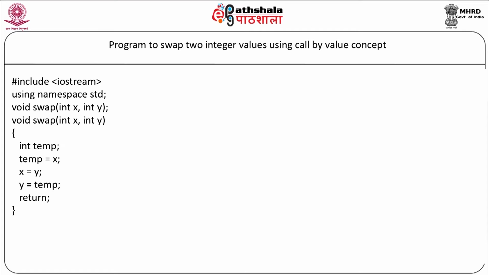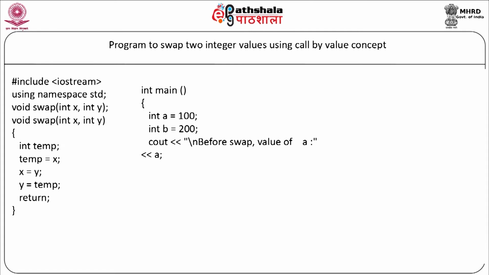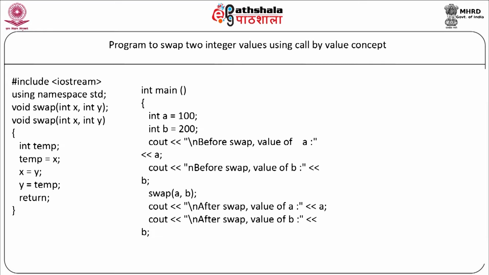Now let's start with our main program, int main. Now we will declare two variables, int a = 100, int b = 200. Now we will display the message on the screen as cout "before swap the value of a is" a, cout "before swap the value of b is" b. So a and b values will be displayed on the screen. Now we will call the swap function, swap(a, b), where the value of a will be copied to x and the value of b will be copied to y. And after calling the function swap, we will display the message on the screen as cout "after swap the value of a is" a, cout "after swap the value of b is" b, return 0.